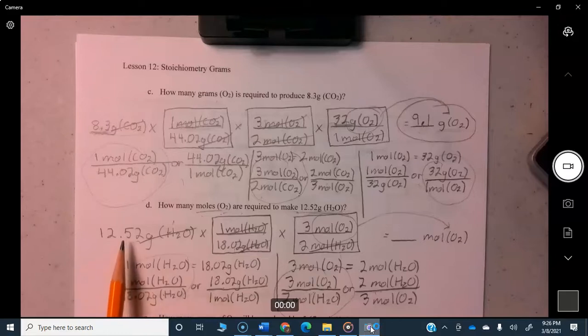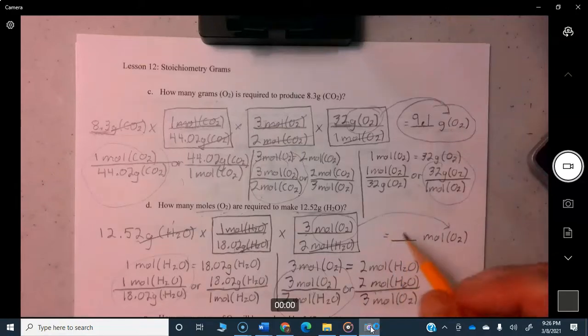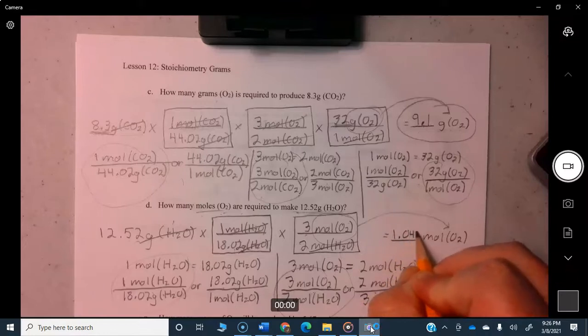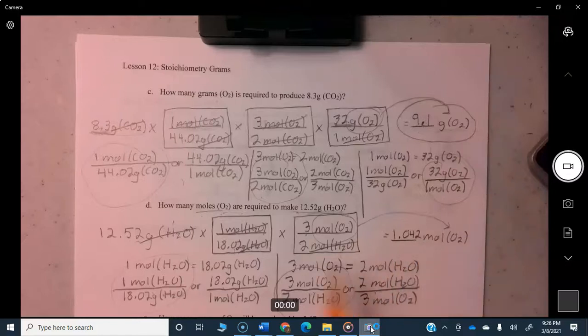So multiply everything on the top, 12.52 times 1 times 3, divided by everything on the bottom, divided by 18.02, divided by 2. So go ahead and do that. And we come up with 1.042. Okay, and that's 4 significant figures because we have 4 significant figures there and there. These numbers, the moles, are standards, so they don't limit the significant figures. Okay, so there is your answer.